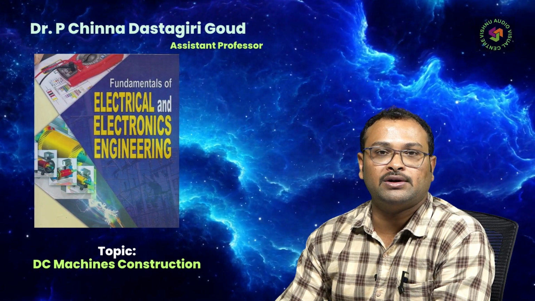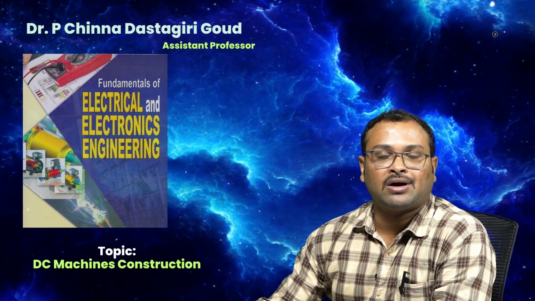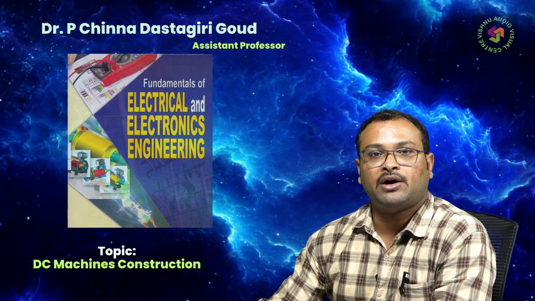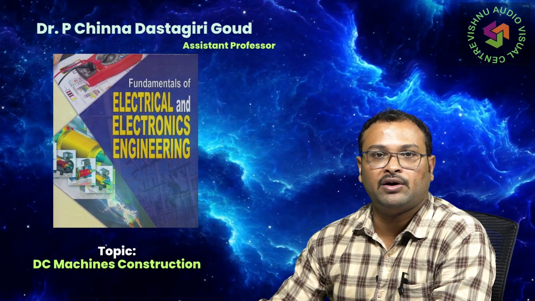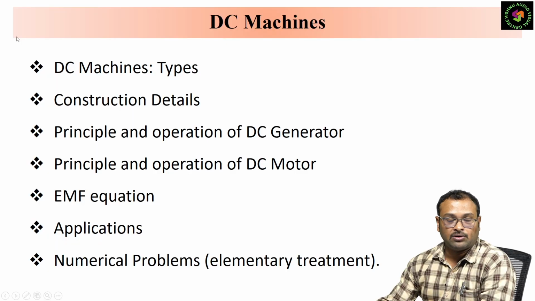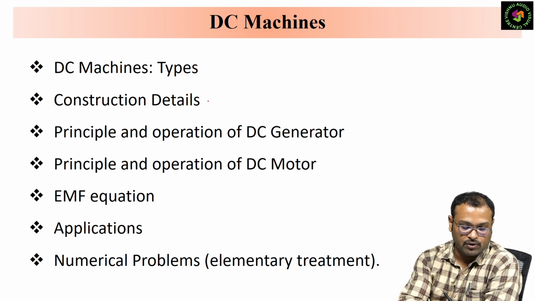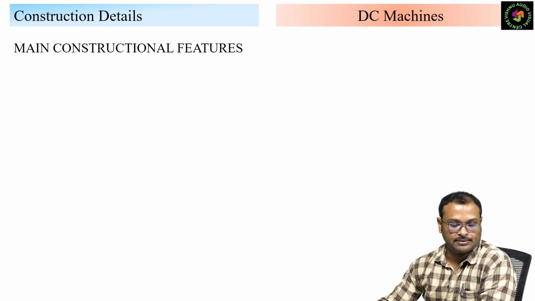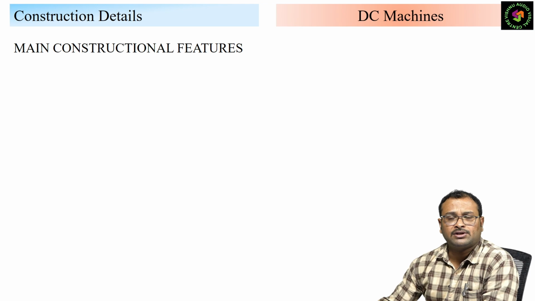So today we are going to discuss the DC machines and their construction: the cutout section of the DC machines, what components are available, what material is used, and what the purpose of each and every component is. In the syllabus we have DC machine types and construction details. Today we are going to see the construction details. In the laboratory we have a cutout section, and the syllabus also has a cutout section of the DC machines.